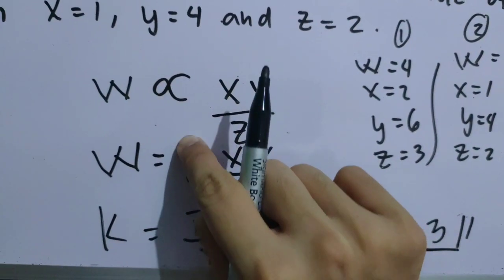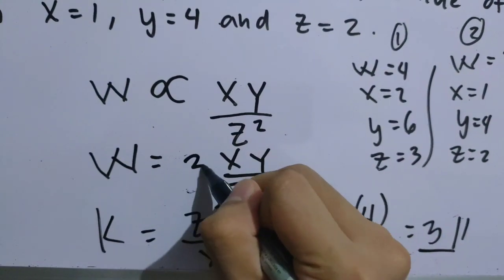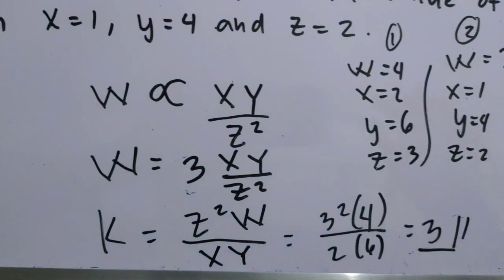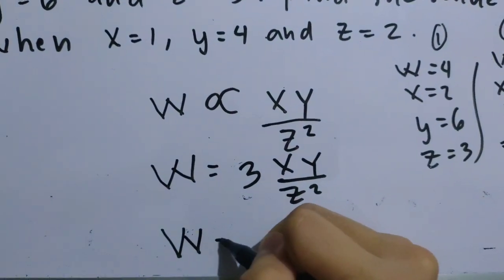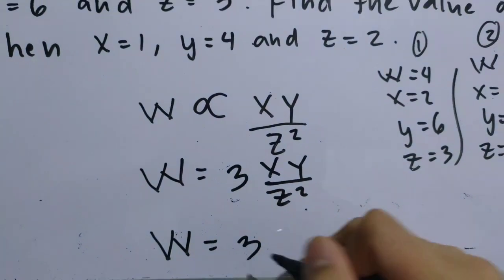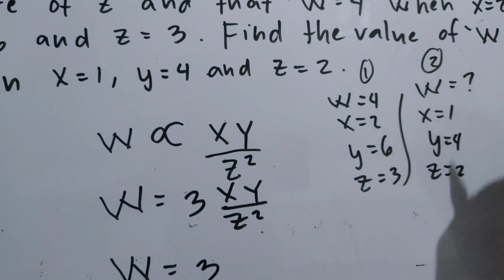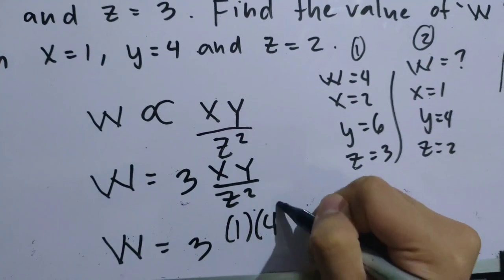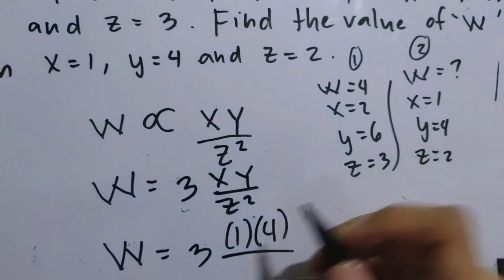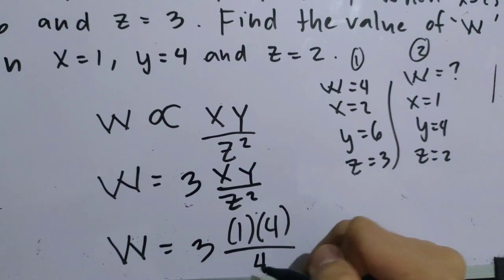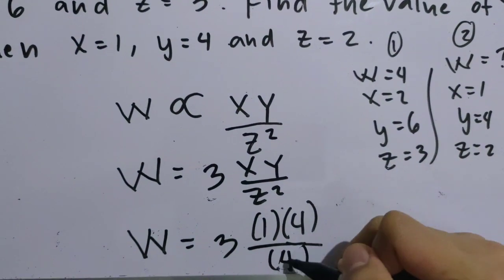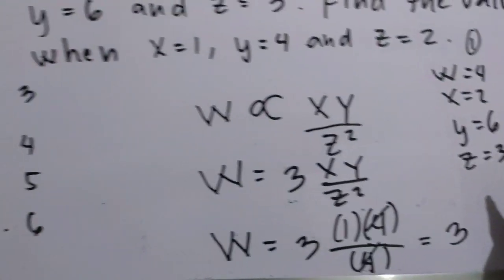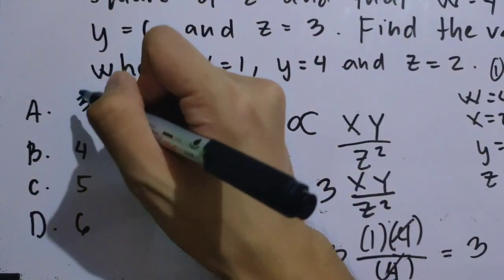Itong k na to, palitan na natin ng 3. Tapos, isolve natin yung second condition. So, ang value ng W natin is equal to yung k natin which is 3 times x, ito yung gagamitin natin, yung second condition. X is 1 times y is 4 over z squared, 2 squared is 4. So, makakancel lang yung 4. Tapos, ang matitira ay 3. So, 3 yung value ng W natin. So, based sa choices, ang tamang sagot ay letter A.